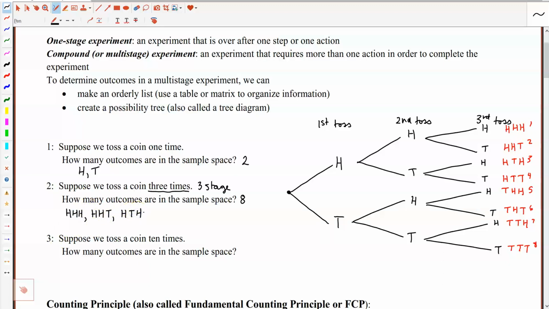Okay, so notice at this point in time, because it's 3 stages, I basically have 3 symbols in each outcome to indicate what's happening on a particular stage. So I'll just write etc. here. The actual outcomes we can just pull over there.